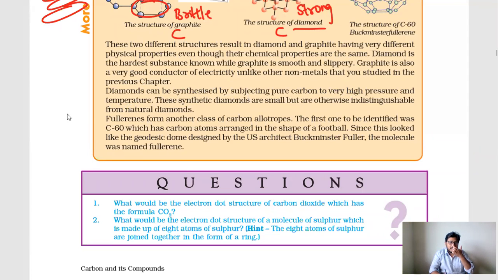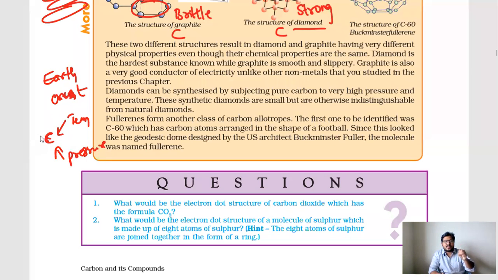How are diamonds formed? If you observe the earth's crust, in the earth's crust, that carbon is subjected to high temperature and at the same time subjected to high pressure. Because of high temperature and high pressure, the carbon atoms will be squeezed, compressed, such that a hard substance is formed, known as diamond.